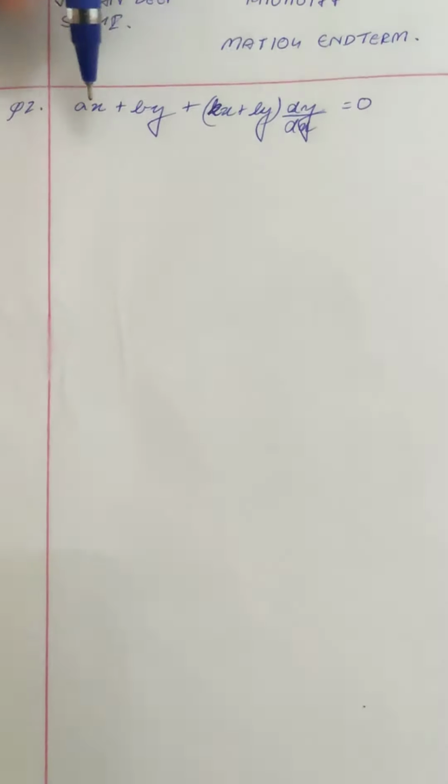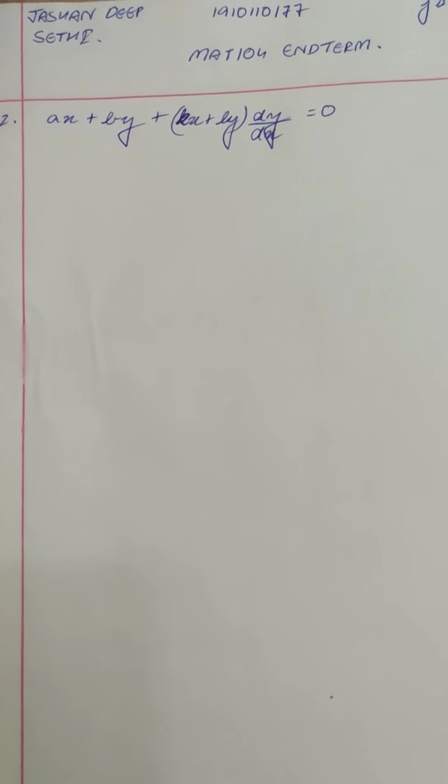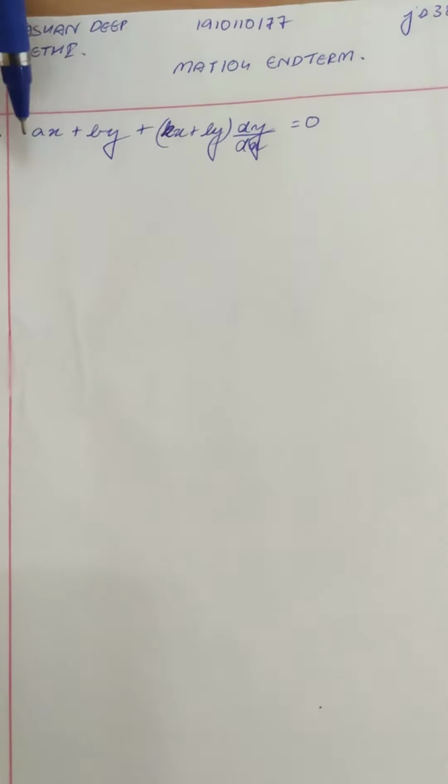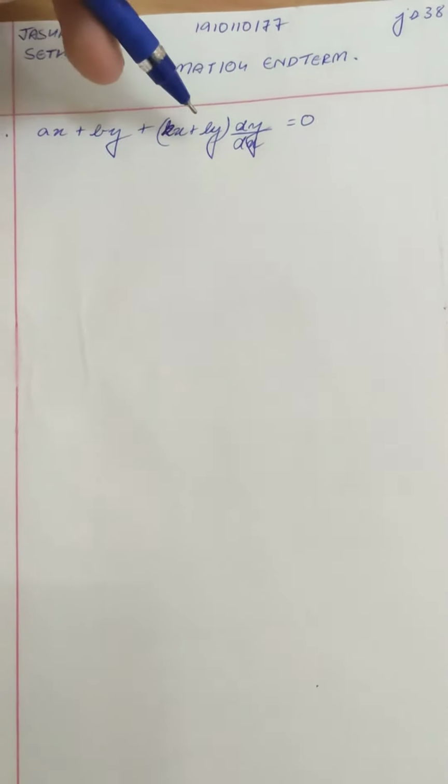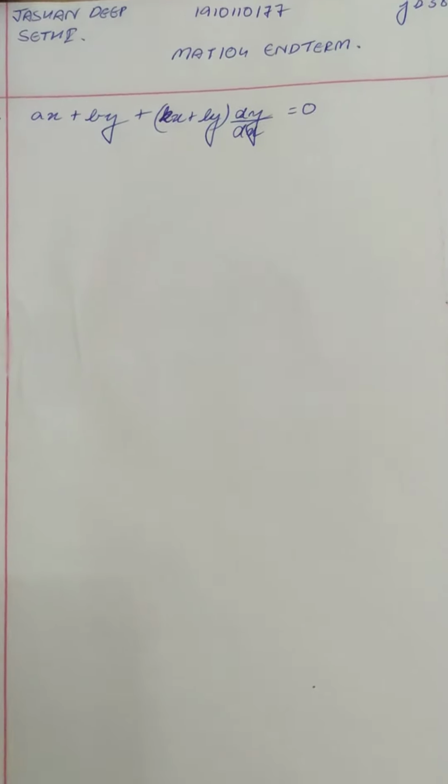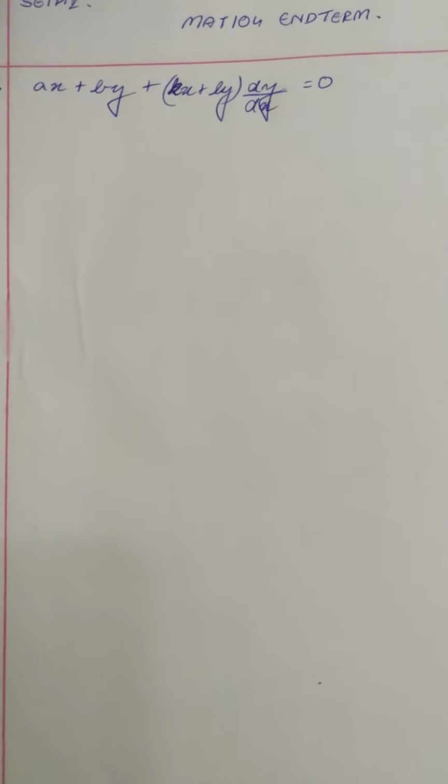Okay, so in question 2 we have been provided with this differential equation, and the question is asking under what conditions on the constants a, b, k and l would this ODE become exact. Now let us first understand what an exact ODE is. An exact ODE is nothing but a nomenclature used to refer to the exact differential of a function.